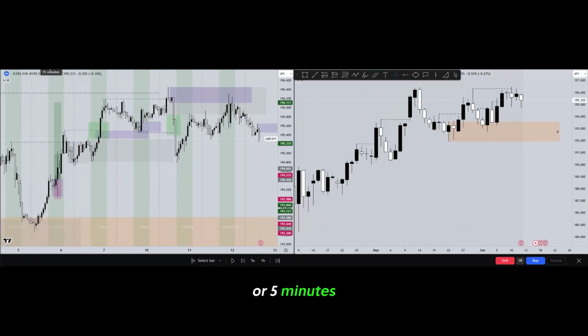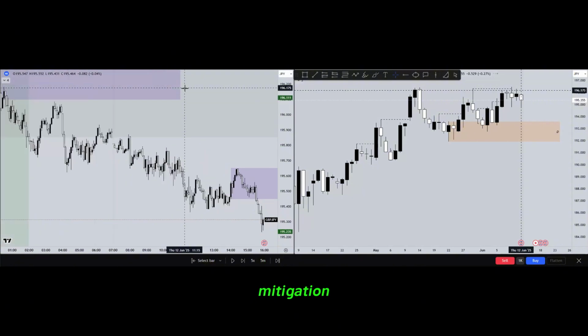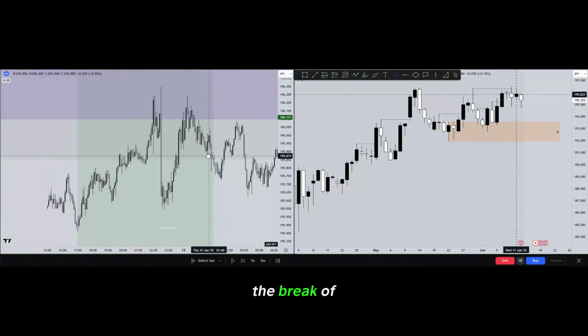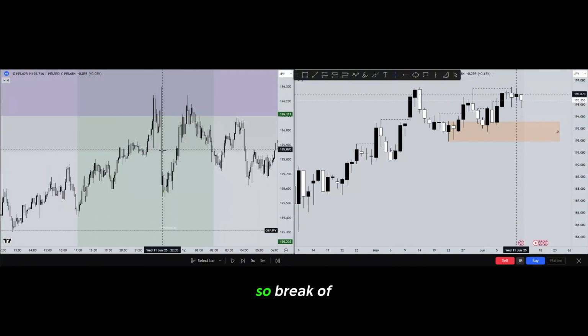15 minutes or 5 minutes, and then see mitigation, and then we need to see the break of the strong low. So break of the strong low is here. If you can identify it, it's a very clean and obvious level. So price breaks below this higher low. Now who is in control? So the sellers are in control here.